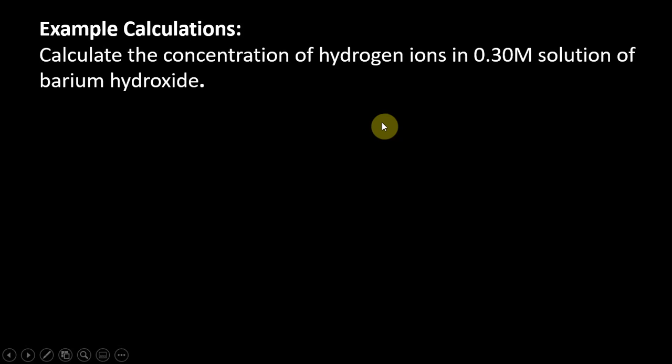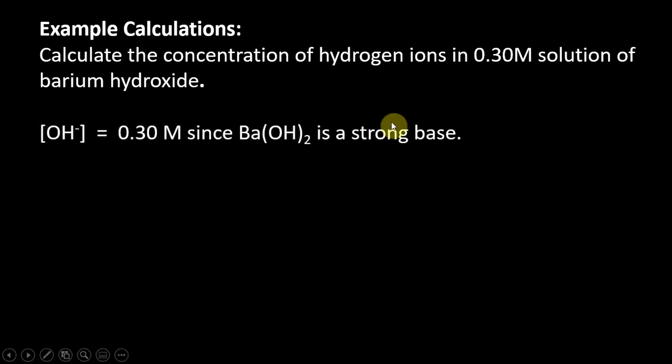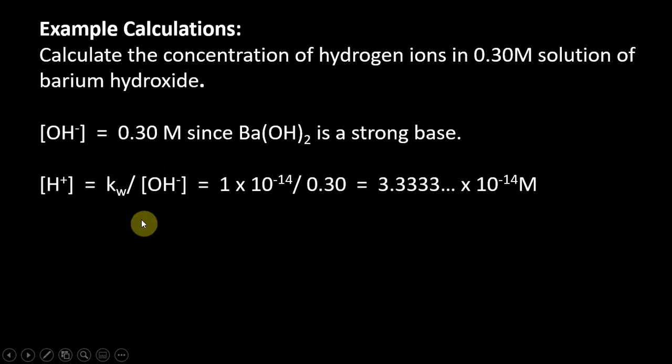So let's take a look at this particular example. Calculate the concentration of hydrogen ions in a 0.3 molar solution of barium hydroxide. So hydroxide ion concentration here, it's barium hydroxide, so it's a strong base. So the hydroxide ion concentration is going to be the same as the compound concentration. So to figure out the hydrogen ion concentration in this equilibrium, we're going to have the Kw divided by the hydroxide ion concentration, and in this case that's going to be 3.3 repeated times 10 to the minus 14 molar.